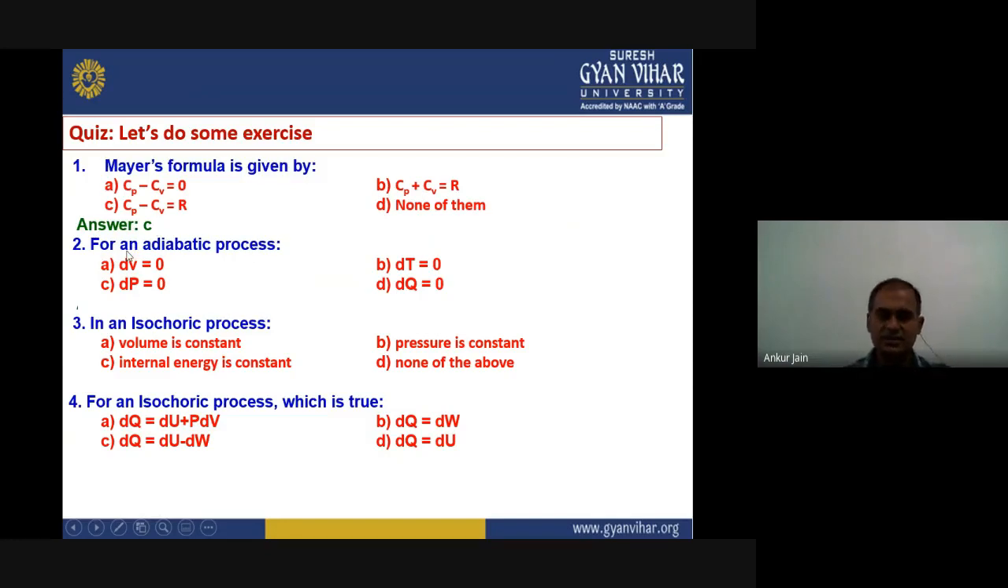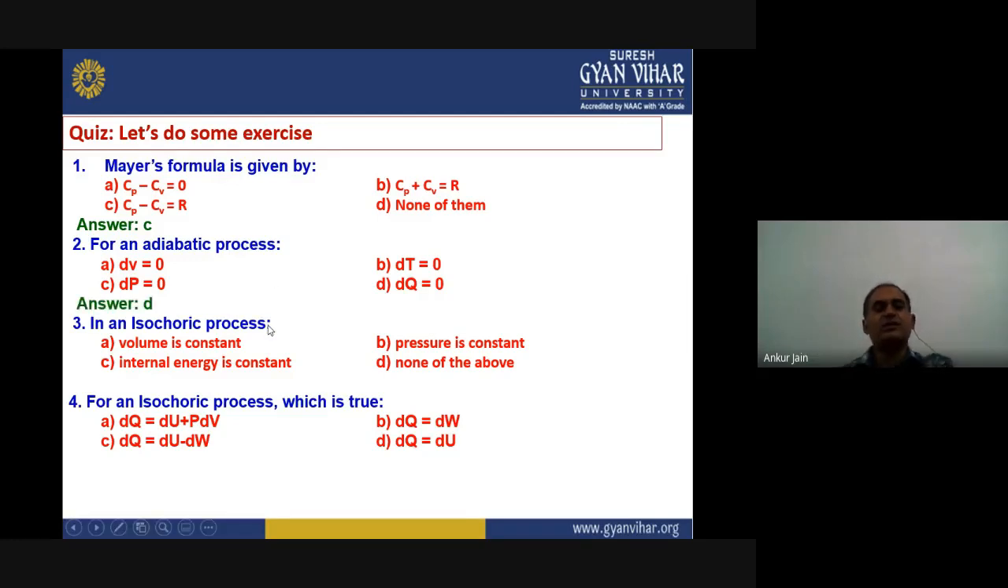Now the next question is related to the adiabatic process. For an adiabatic process, dV is 0, dP is 0, dT is 0, or dQ is 0. These are giving the changes in volume, pressure, temperature, and heat. So for an adiabatic process, how to define it? An adiabatic process is the process where no heat exchange is allowed. No heat exchange is allowed means heat remains constant, which means dQ should be 0. That means the right answer for this question is option D, dQ is 0.